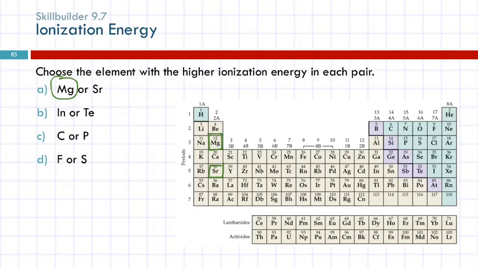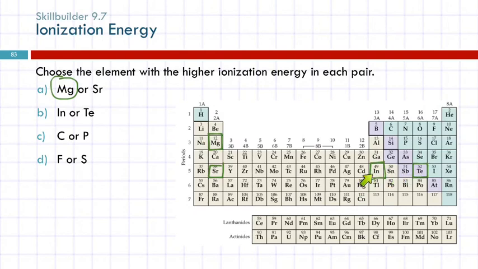Indium or tellurium. So this is the higher ionization energy. Higher energy, more money, harder to remove. So we're supposed to choose the one with the higher. And I asked you the wrong question. I said, which would be easier? So strontium would be easier. That means magnesium's harder. I did that badly.